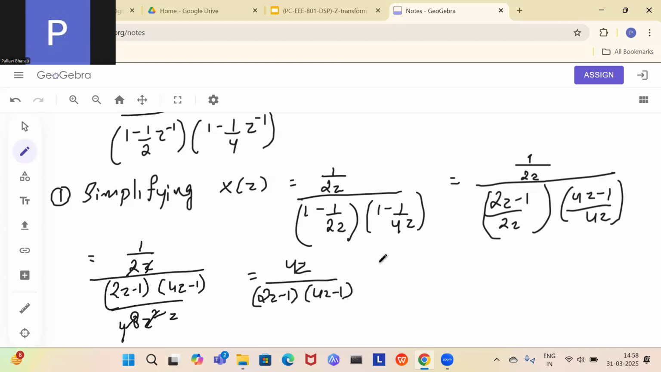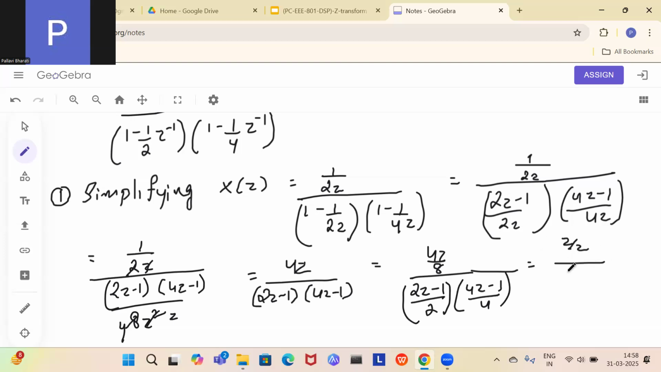So while doing the partial fraction method, you have to see that there is no coefficient with z. This is the important thing. In order to remove this coefficient, you need to divide by 2, and this one divide by 4. So actually you're dividing by 8 in the bottom, so on the top also divide by 8. In the bottom, this is divided by 2 and here it is divided by 4. Now the expression that comes here is z by 2 divided by z minus half into z minus 1 by 4. This is the standard format of doing it.